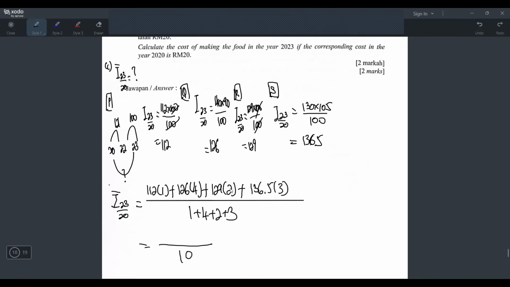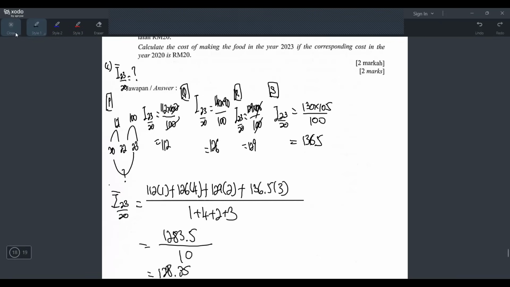And then yang atas, we press calculator lah. 112 plus 126 times 4 plus 129 times 2 plus 136.5 times 3. Okay, my calculator gives me 1283.5. And then divide 10, 128.35. So that is the answer, right?